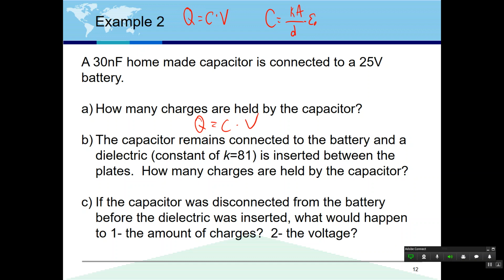So your capacitance is going to go up by a factor of 81, right? So let's say it held 1 charge in problem A. If you enter that dielectric, it's going to hold 81 charges instead, right? It's the same capacitor in letter A and B. The area and the distance do not change. Shani, did I answer your question?